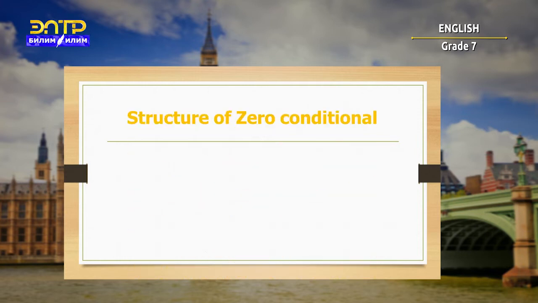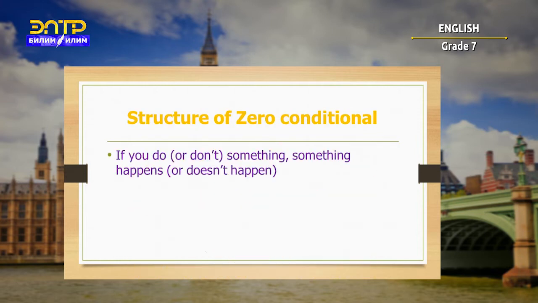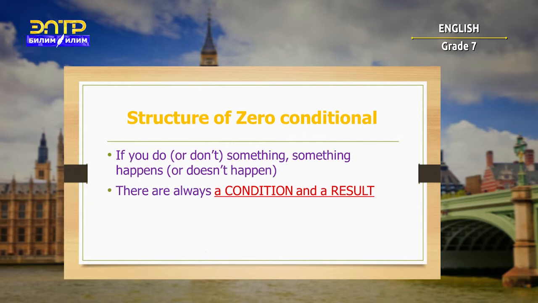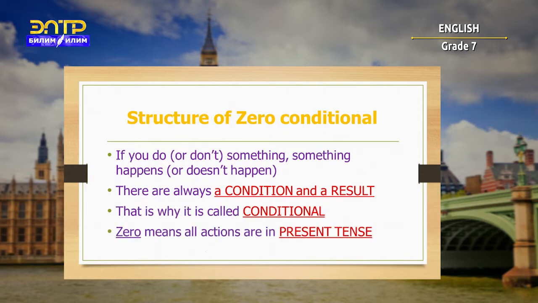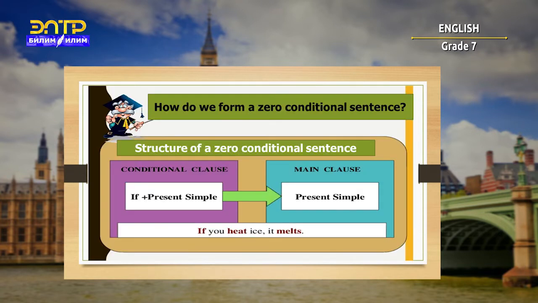Structure of zero conditional. If you do or don't do something, something happens or doesn't happen. There are always a condition and a result, as I mentioned before. That is why it is called conditional. Zero means all actions are in present tense.